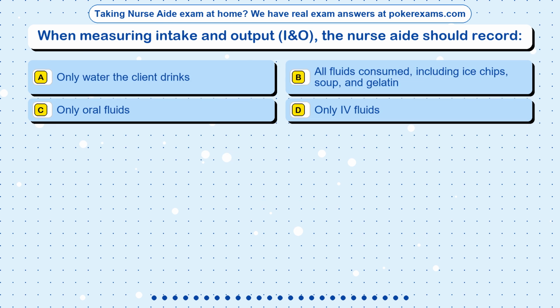Question 14. When measuring intake and output, I&O, the nurse aide should record: Option A, only water the client drinks. Option B, all fluids consumed, including ice chips, soup, and gelatin. Option C, only oral fluids. Option D, only 4 fluids.